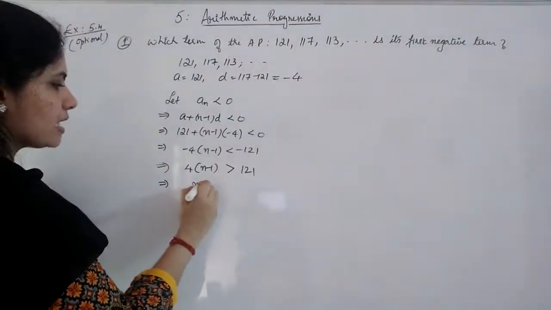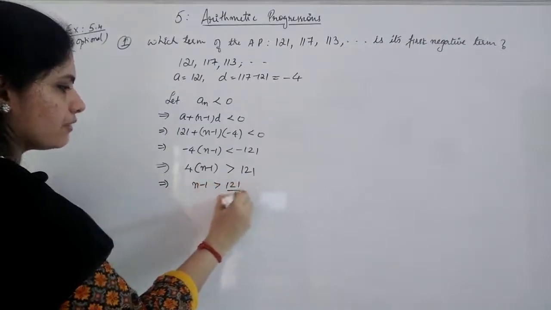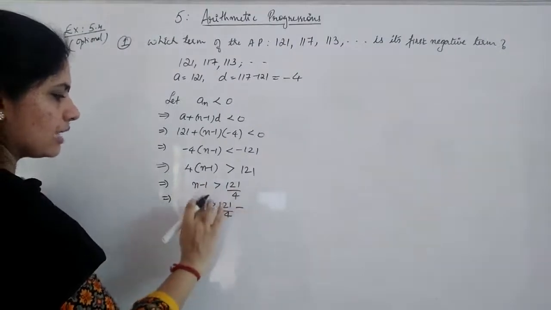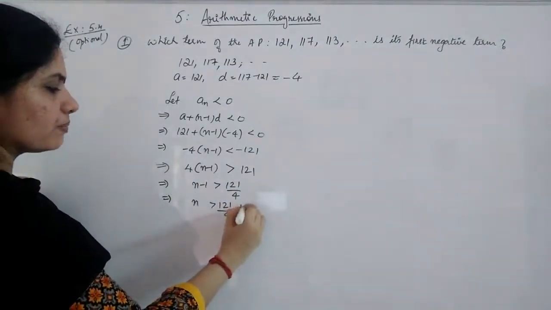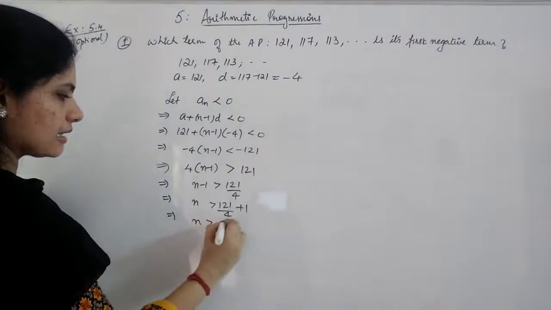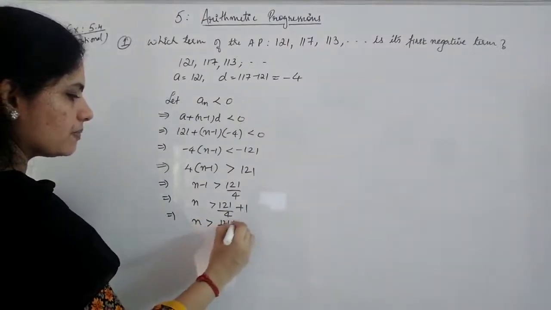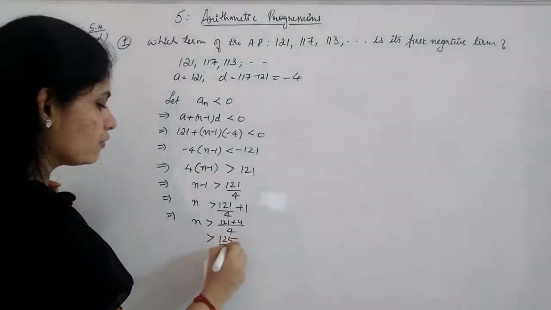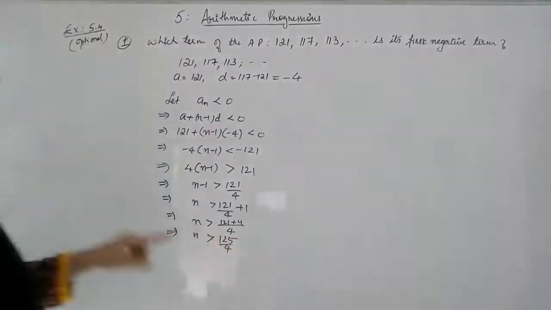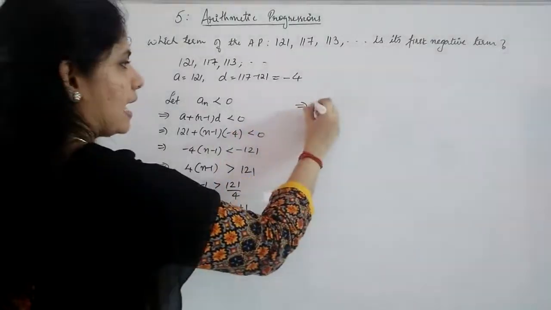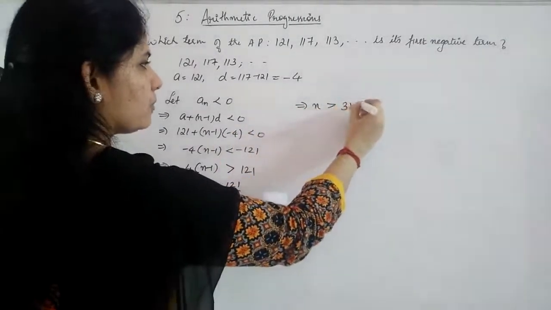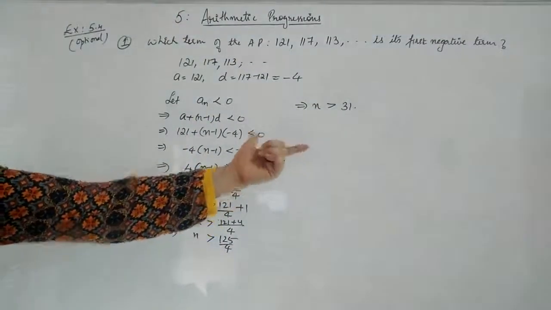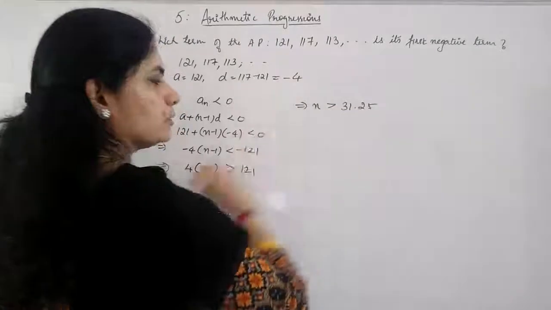So now you will get n minus 1 is greater than 121 by 4. That is, n minus 1 is greater than 121 by 4. Sorry, n is greater than 121 by 4 plus 1. That means n is greater than, how much will you get? 121 plus 4 will give you 125 by 4. Right? So you are getting n to be greater than 31 point something. You are not getting a complete number. Okay, you are getting 31.25 suppose.